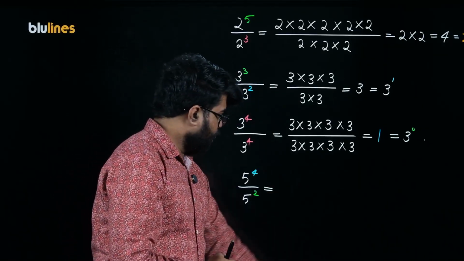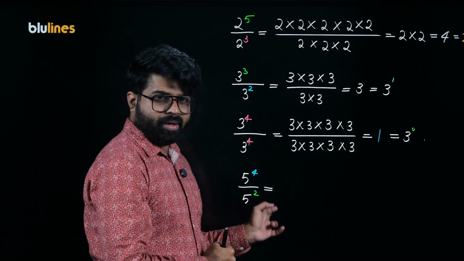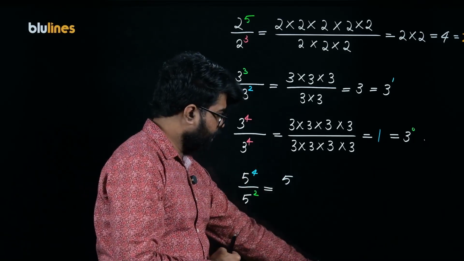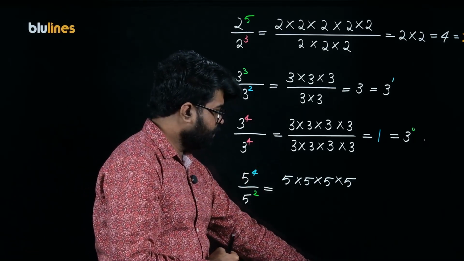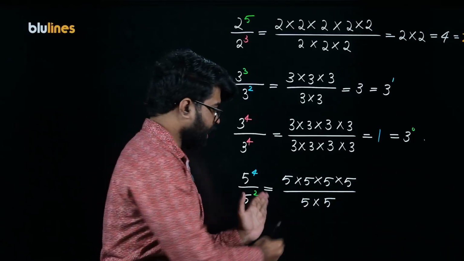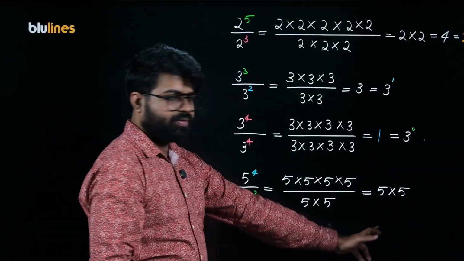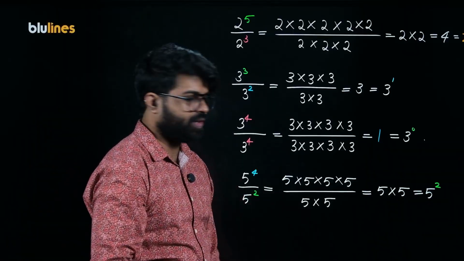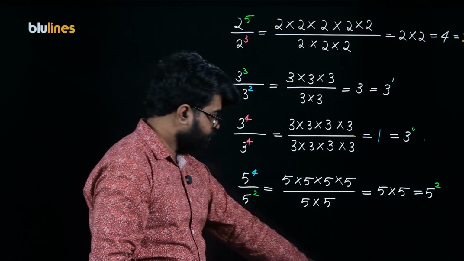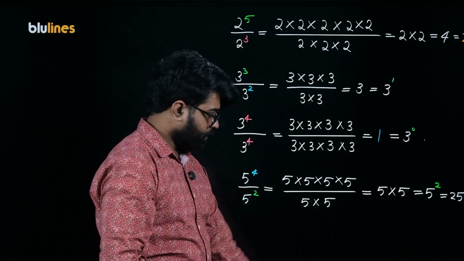Okay. Now what is 5 to the power 4 divided by 5 square? That is equal to 5 multiplying 4 times divided by 5 multiplying 2 times. You can cancel out 2 5's from the denominator and from the numerator. The remaining will be 5 multiplied with 5, which is equal to 5 square. And that is equal to 25, whatever.